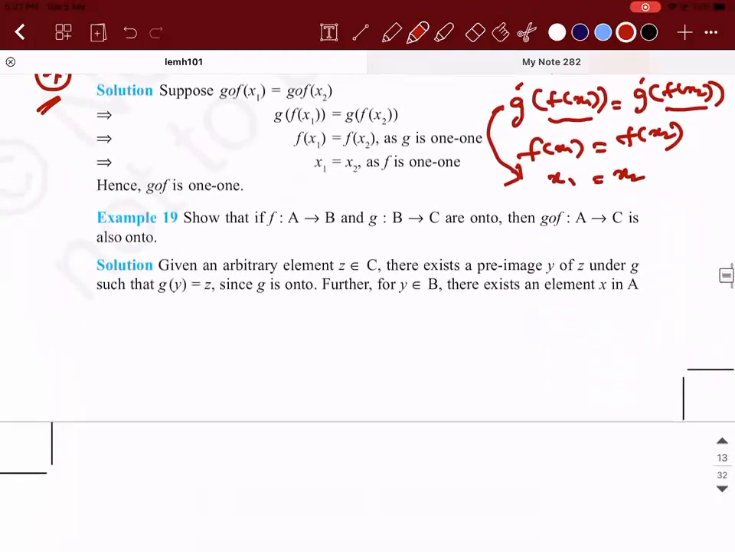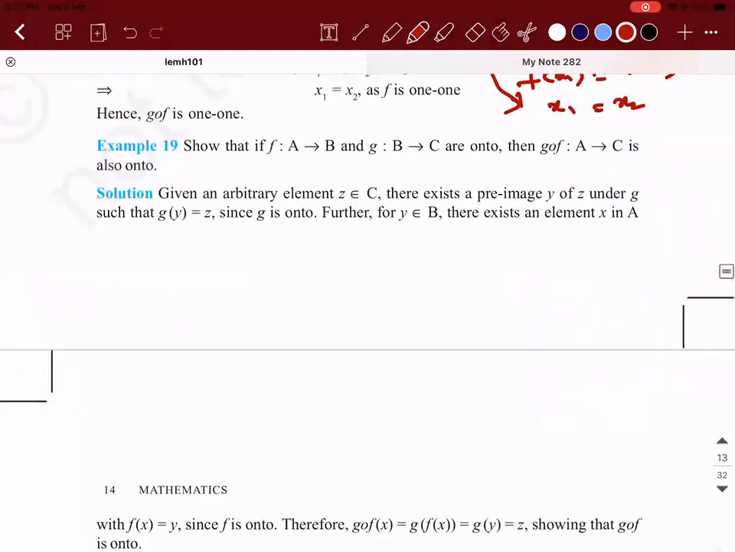So if you have a function f mapping from A to B and g mapping from B to C, and you say they are onto functions, then prove that g circle f mapping from A to C is also an onto function. So how to solve this? What is the condition for an onto function? f of x is equal to y for all values of y that belong to the codomain set. So you start from the right hand side for an onto function. That's what you do.